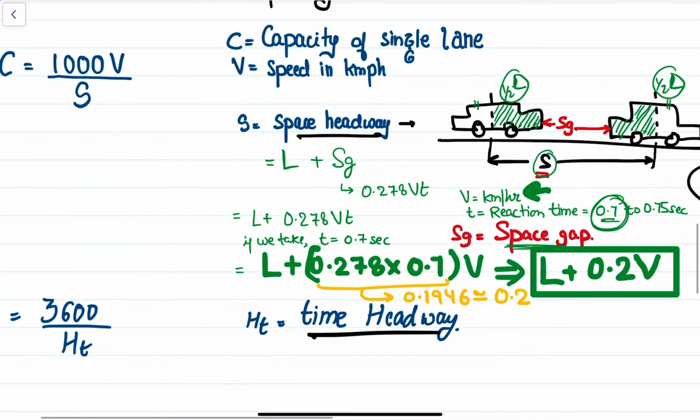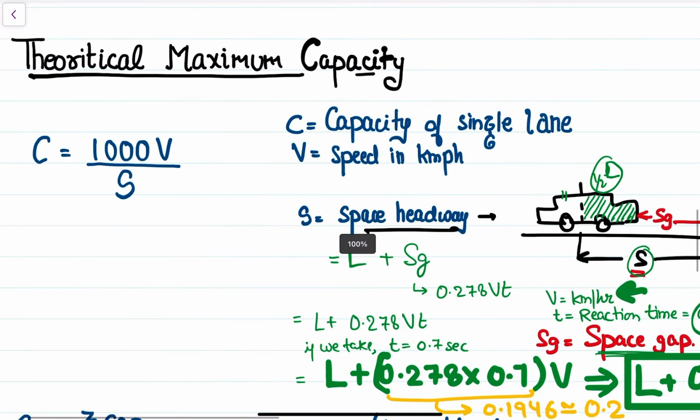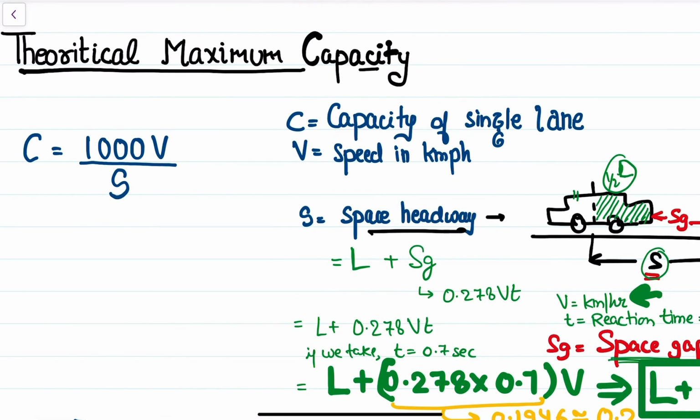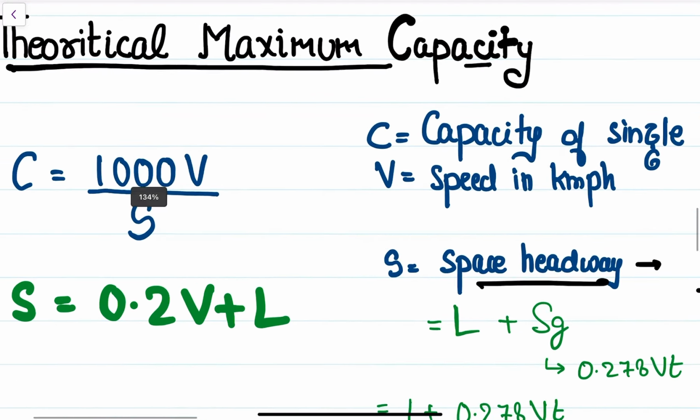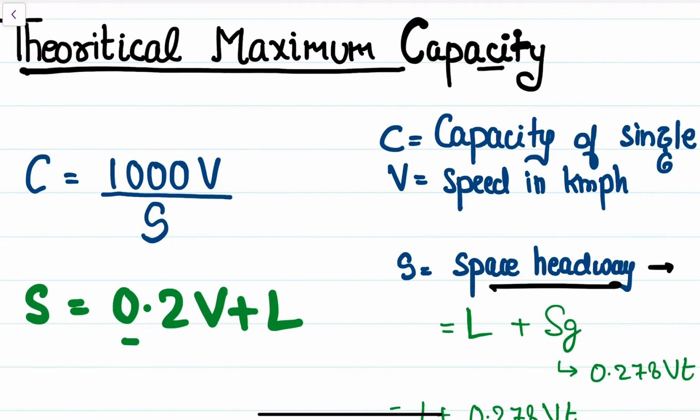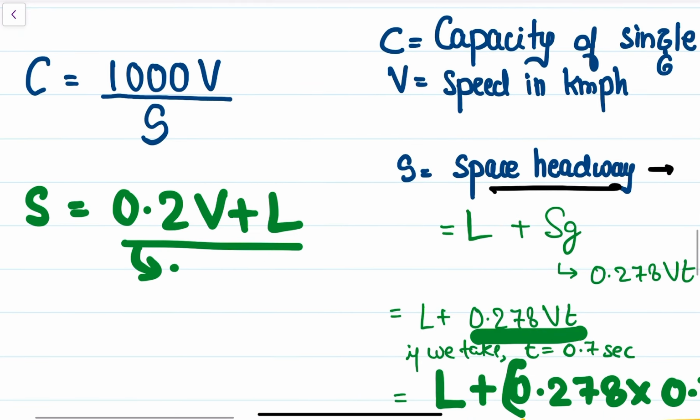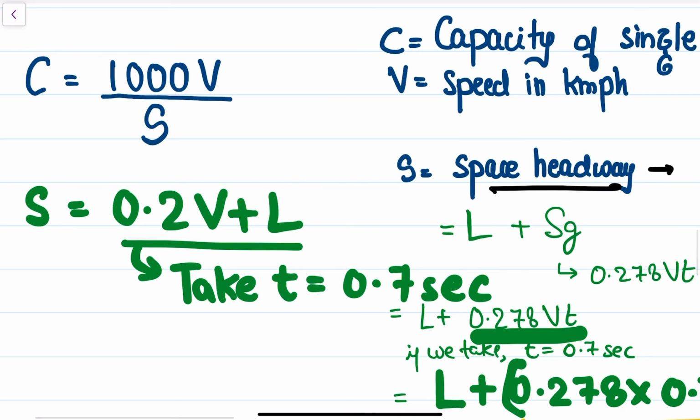So we can say our space headway S is equal to 0.2 V plus L. Suppose in the question the reaction time is given differently, then you have to use this formula 0.278 V into T. I'll write it here also. This is when we take T equal to 0.7 seconds, which is the reaction time.